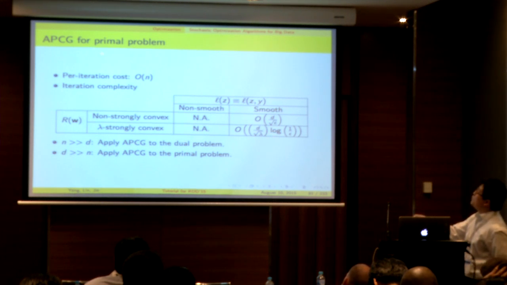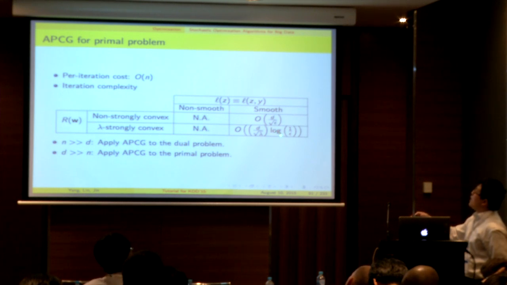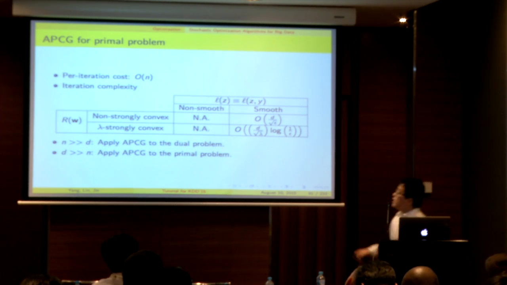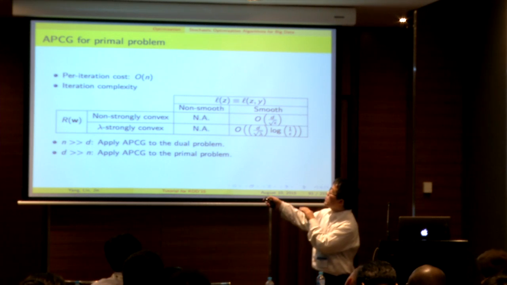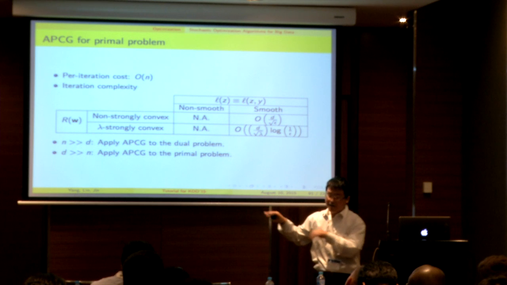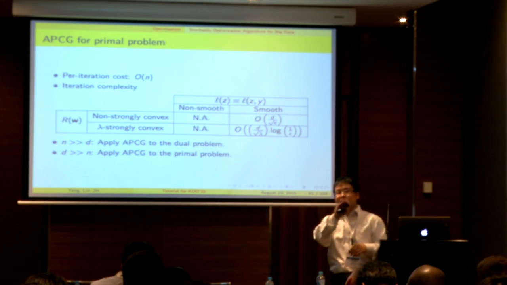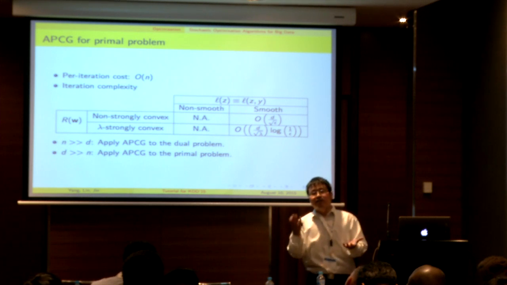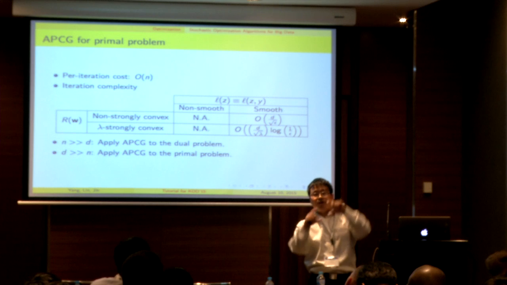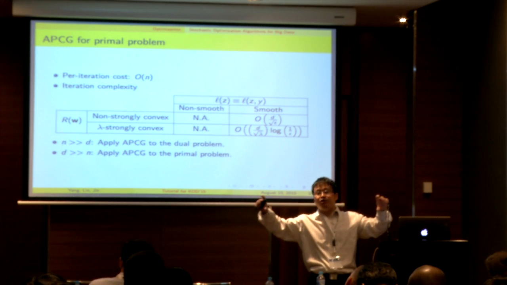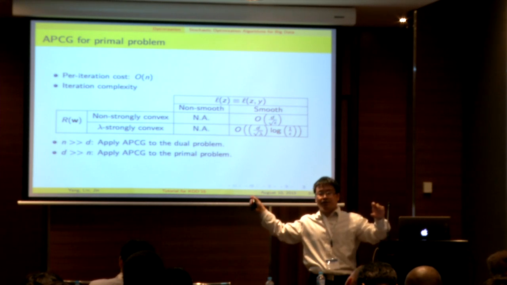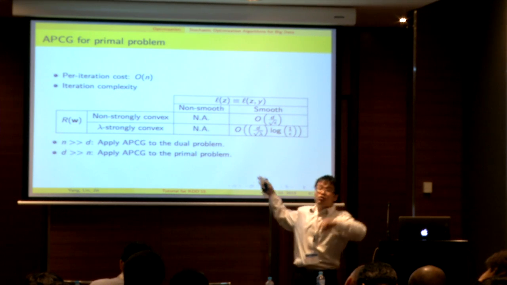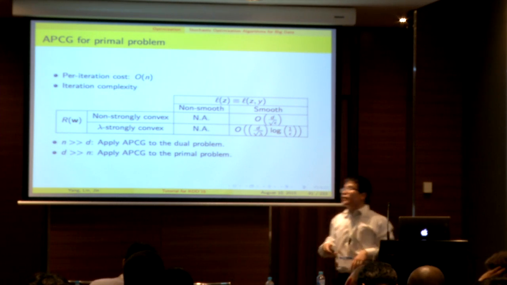If you use APCG for the primal problem, you can still have a log 1 over epsilon dependency on epsilon in the best cases. But the difference between the primal application and the dual application is that in the dual case, the per-iteration cost is O(d), and in the primal case, the per-iteration cost is O(n). So it really depends on whether your data matrix is very thin or very wide. If it's very wide, it means you have more features than data, you use the primal version of APCG. If it's thin, you have more data than features, which I think is most cases, then you want to use the dual. That's why I focus on the dual case in this talk.